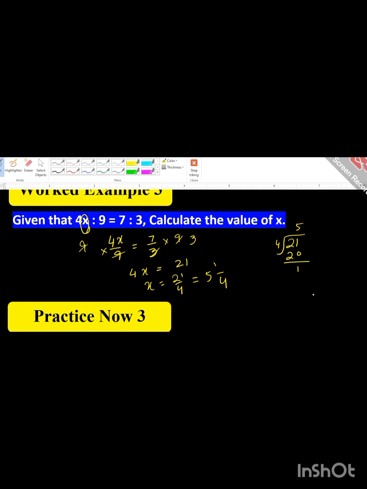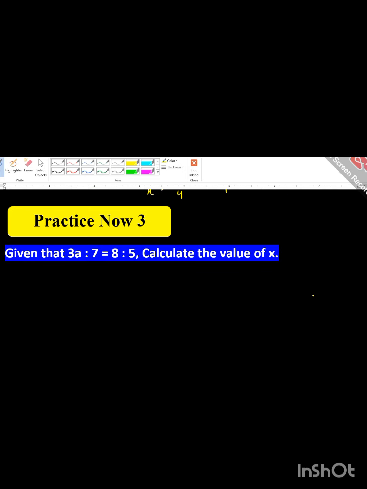So next come to the practice now. It is also a similar question as we did in the worked example. What we do now? First we will write in the fraction form. Write 3a over 7 is equal to 8 over 5. So what is the LCM? I can do this question with the other method. We will use the cross multiplication method. We will multiply 5 with this and 7 with this one.